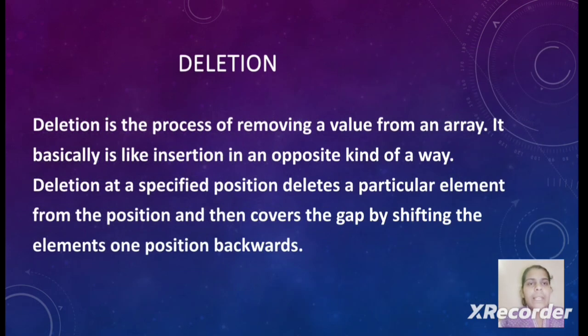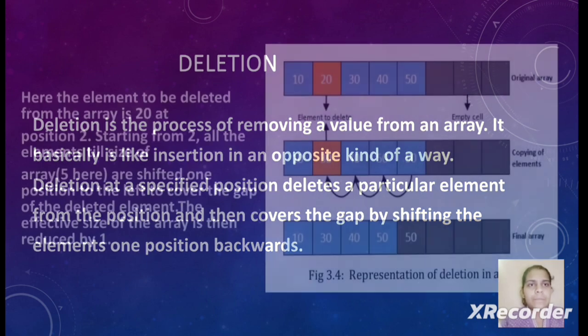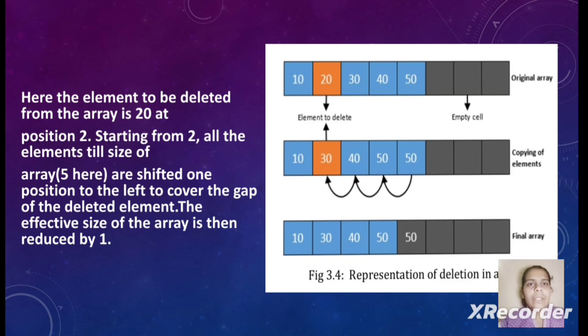Deletion. Deletion is the process of removing a value from an array. It is basically like insertion in the opposite way. Deletion at a specified position deletes a particular element from that position and then covers the gap by shifting the elements one position backwards. Here the element to be deleted from the array is 20 at position 2. Starting from 2, all the elements till the size of the array are shifted one position to the left to cover the gap of the deleted element. The effective size of the array is then reduced by 1.